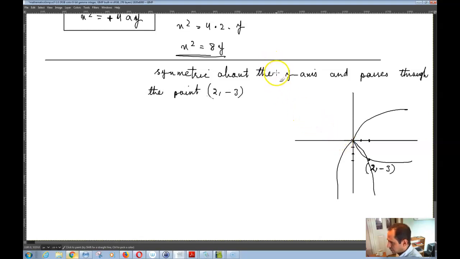But since they're telling me that it's symmetric about the y-axis, of course this cannot be the parabola, because this parabola is symmetric about the x-axis. So this has to be the parabola. That means that the parabola that I have has to be this parabola. If it's symmetric about the y-axis, then another point on this parabola is going to be -2, -3. So -2, -3 would be here, and then it goes through the origin as well.